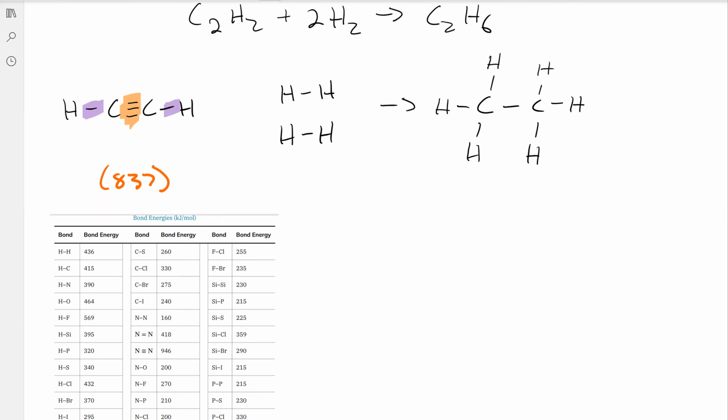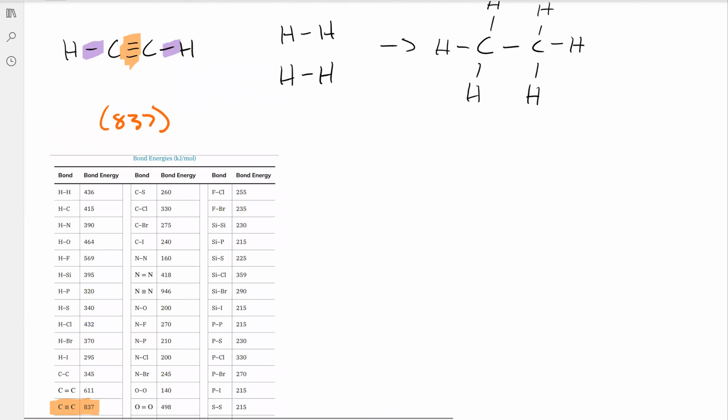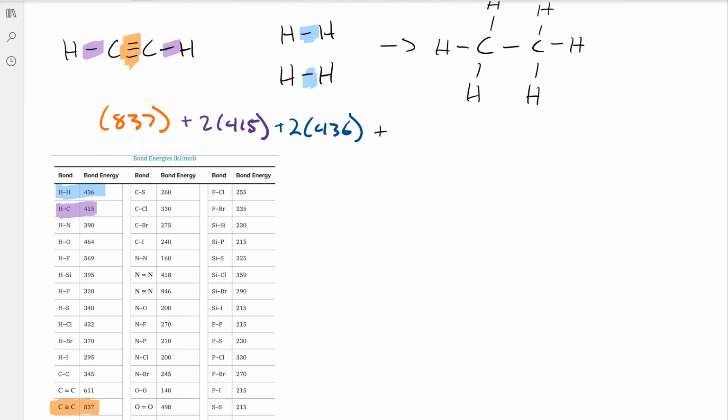And then we have two CH bonds. So we can take this 415 and multiply it by 2. And then we've got two HH bonds. They're 436 each. So we're going to multiply that by 2. And again, note that these numbers are positive. It takes energy to break a bond, so we would expect them to be positive. Here, we don't flip the sign.